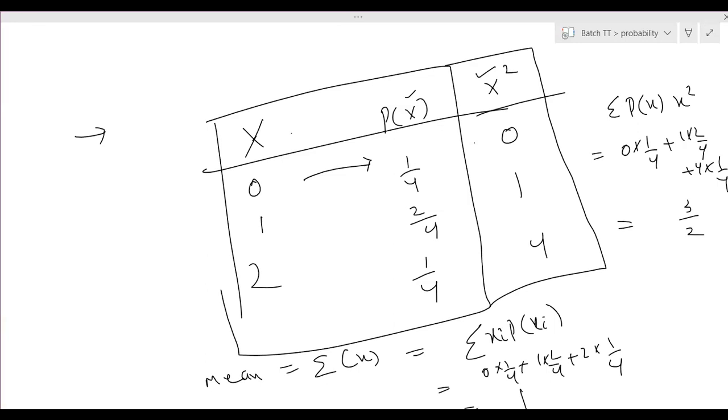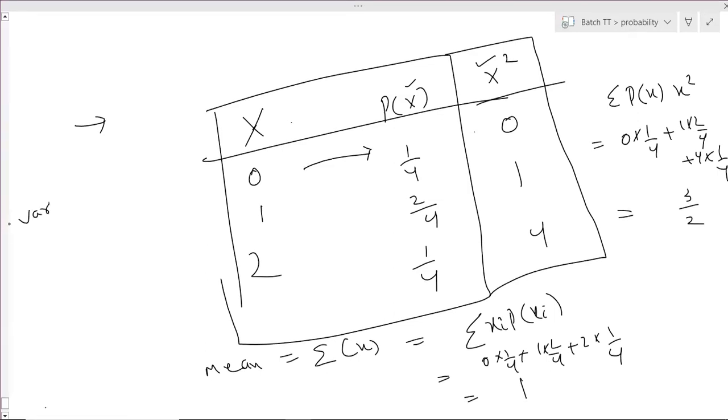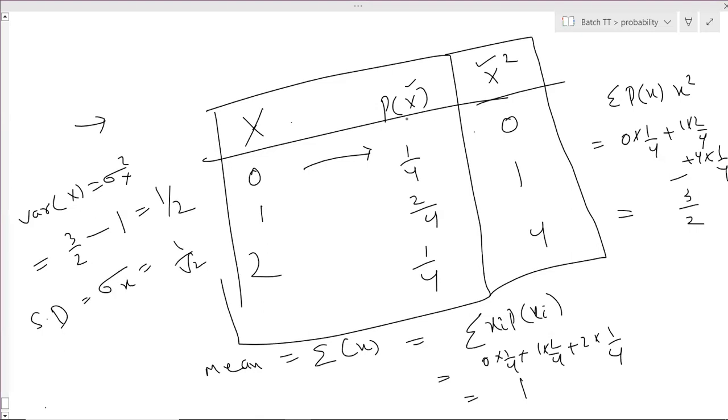Yes, sir. So variance, if you have to calculate, this quantity 3 by 2 minus the expectation squared, which is 1. 1 by 2 is the answer. All right, very simple. Yes or no? Yes, sir. Okay, and standard deviation, just take under root, so root of 1 by 2. Please note it down, solve it. Tell me when you are done.